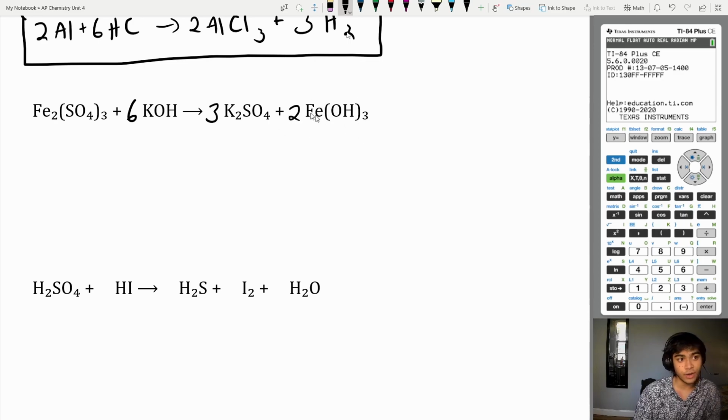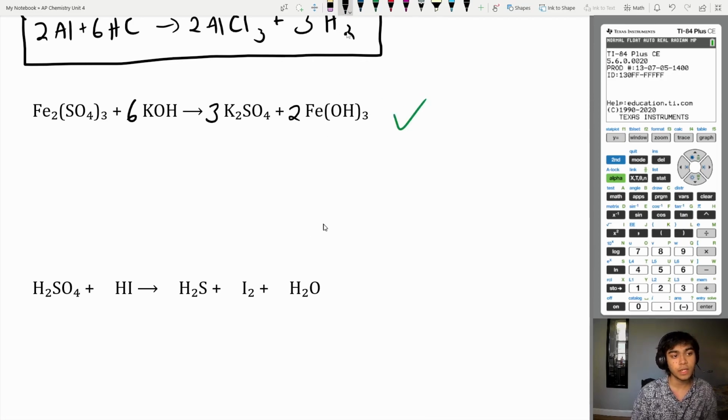And if you notice, that automatically balances out the irons. We have 2 iron on the right, 2 on the left. And this is correct. This is all balanced. We have 2 irons on both sides, 3 sulfate ions on both sides, 6 potassium atoms on both sides, and 6 hydroxides on both sides. So this is balanced.